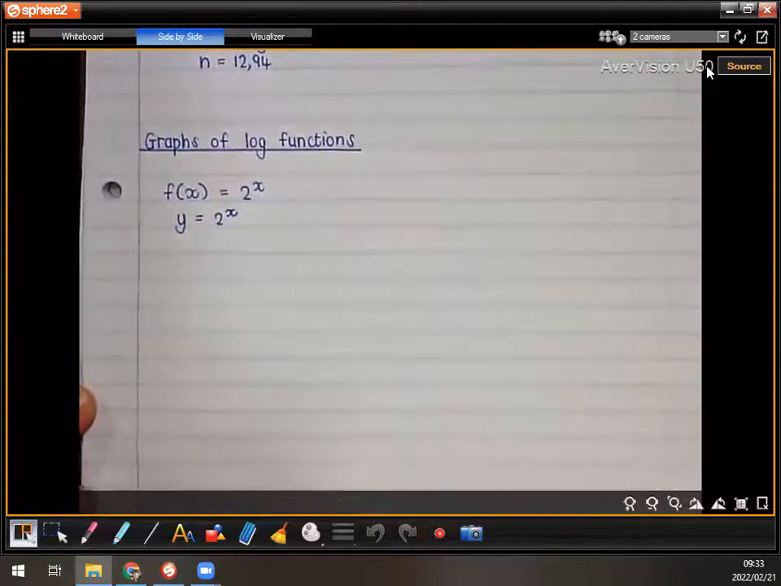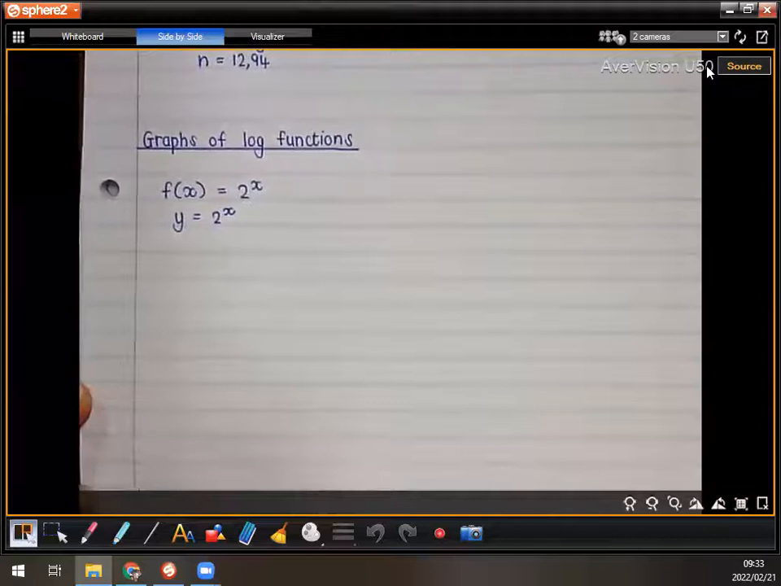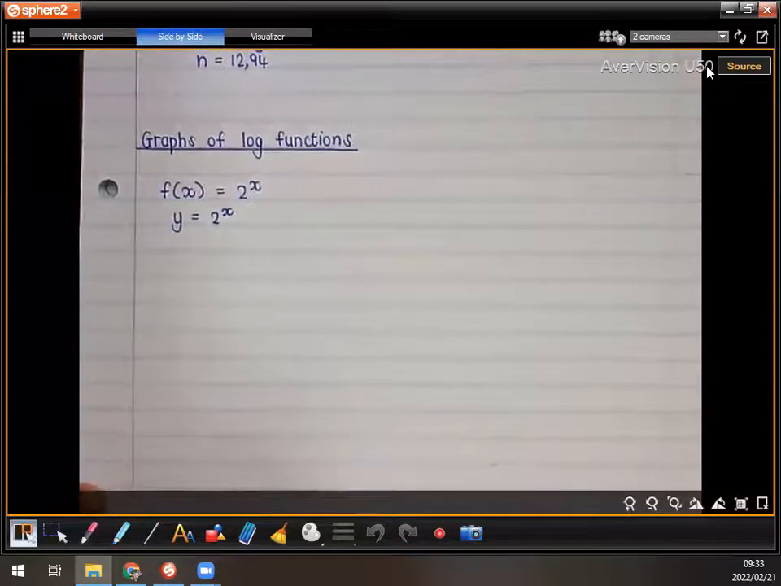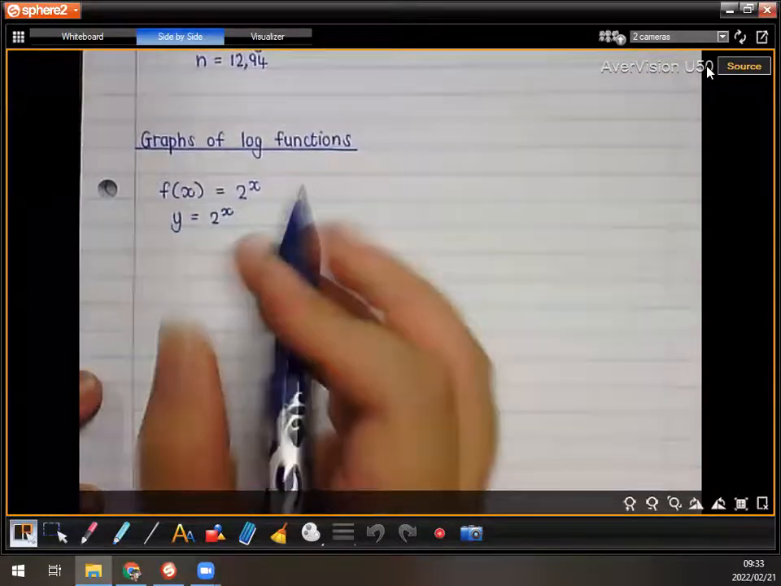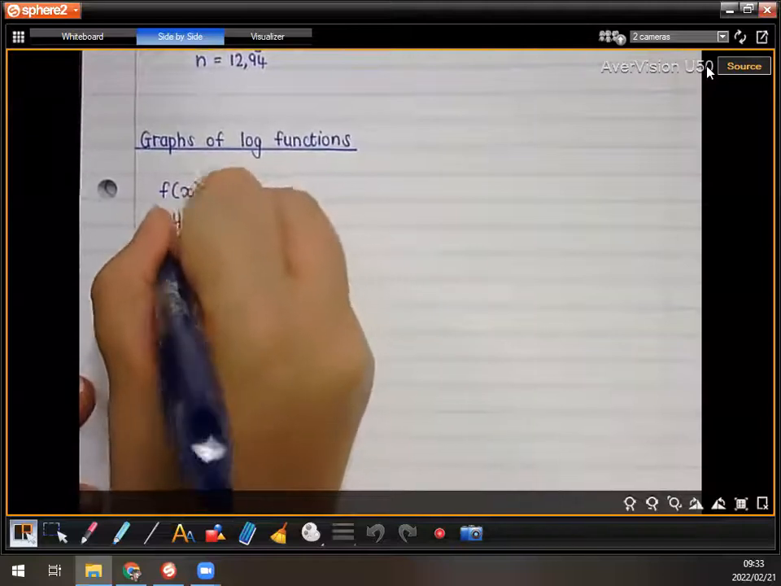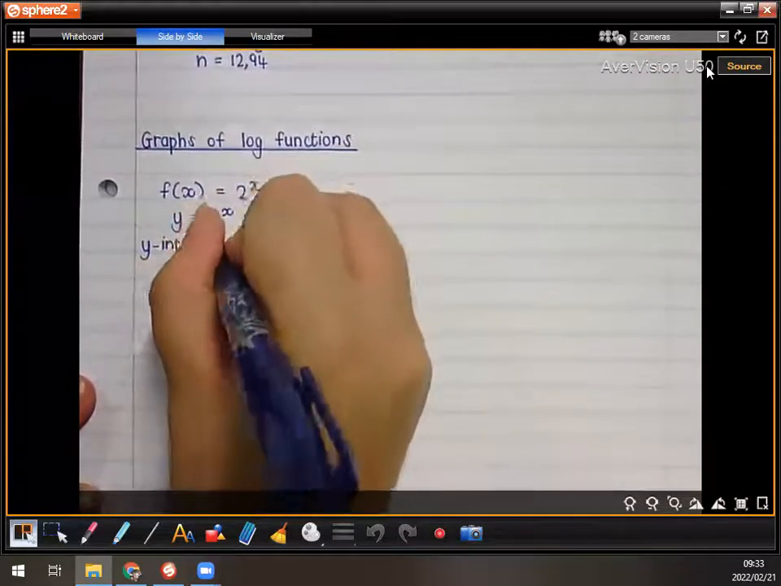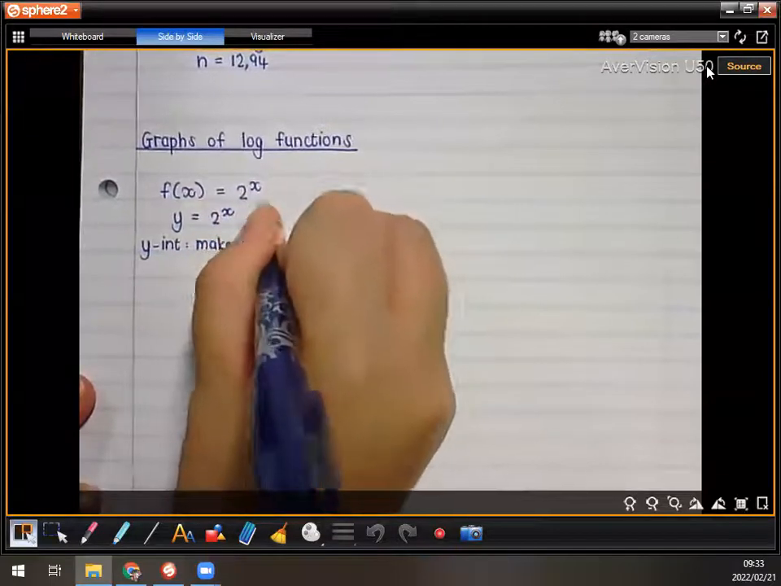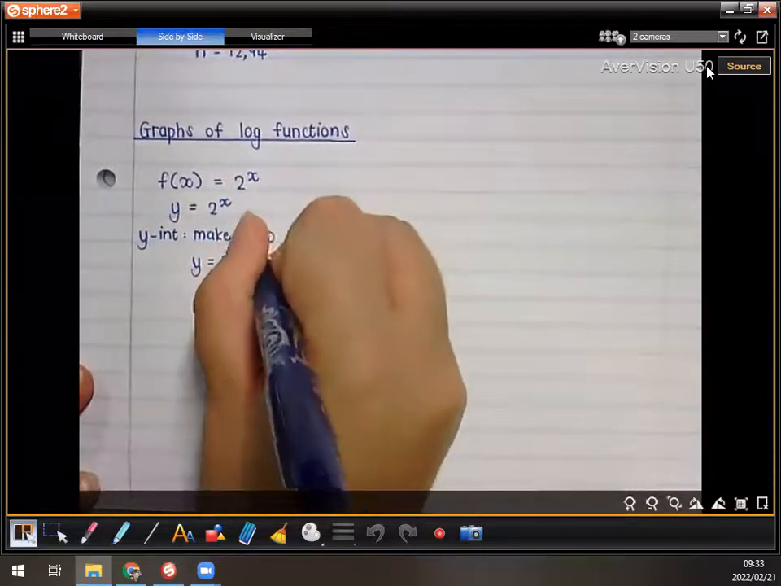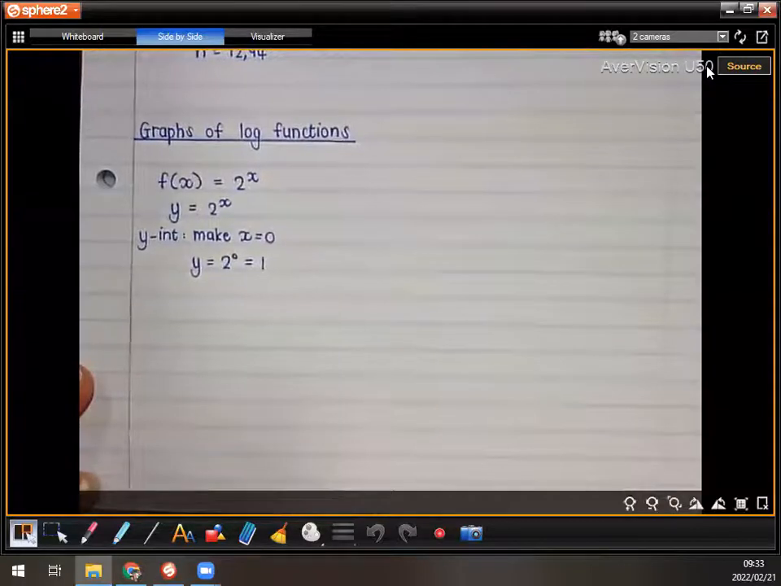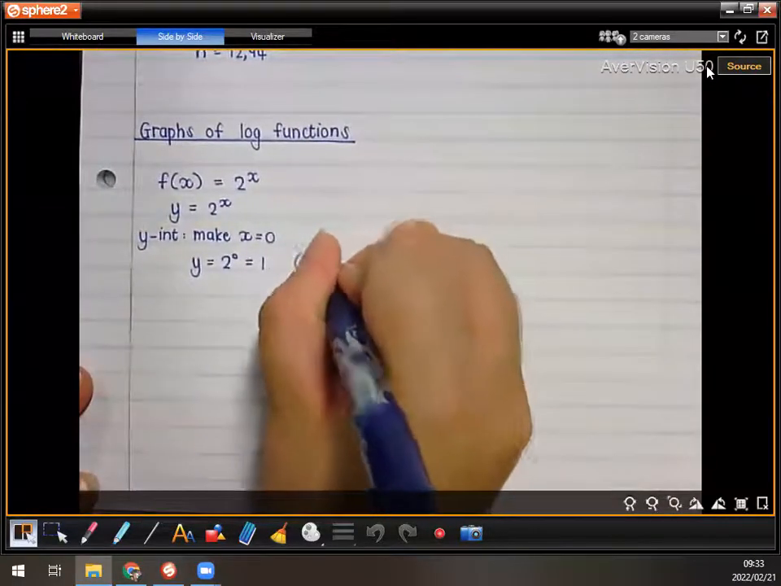Now, if you were asked to draw that function, what would you do? Points, all right. Before we start subbing in values, which points do we normally find first? The intercepts, okay? The x-intercept, the y-intercept. How do you find the y-intercept of any graph? You make x equal to 0. So let's do that. Y-intercept, you make x equal to 0. So you're going to say y is equal to 2 to the power of 0, which is just 1. Right, so the y-intercept of this graph is going to be 0 and 1.